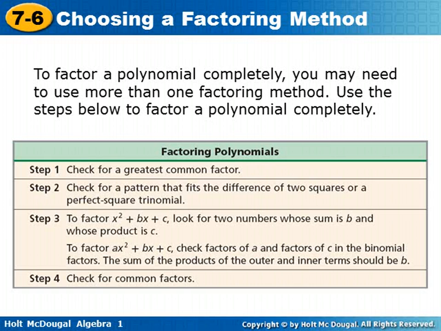To factor a polynomial completely, you may need to use more than one factoring method. Use the steps below to factor a polynomial completely. Step 1, check for the greatest common factor. Step 2, check for a pattern that fits the difference of two squares or a perfect square trinomial. Step 3, factor x squared plus bx plus c. Look for two numbers whose sum is b and whose product is c. Or to factor ax squared plus bx plus c, check factors of a and factors of c in the binomial factors. The sum of the products of the outer and inner terms should be the b. Step 4, check for common factors.